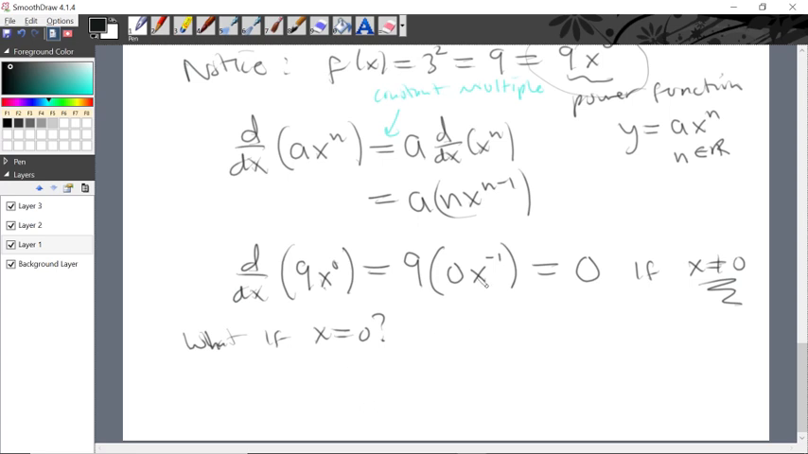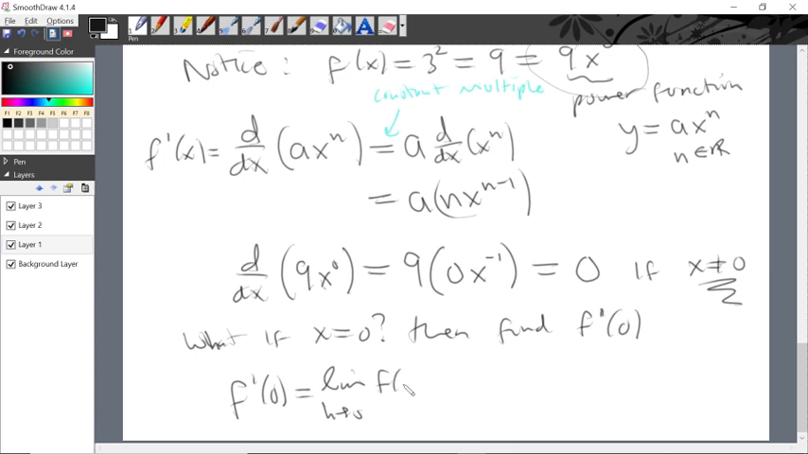Well, what if x was 0? In other words, this rule is undefined right now if x is 0. Then we define the derivative instead at a point. Then what we do is we want to find f prime of 0. That is, instead of trying to find f prime of x, the derivative as a function, for this one particular case, we're going to find the derivative at that point because it was a problematic point. Well, what is f prime of 0? So this is the limit as h goes to 0 of f of 0 plus h minus f of 0 over h. Okay, so what does this equal?